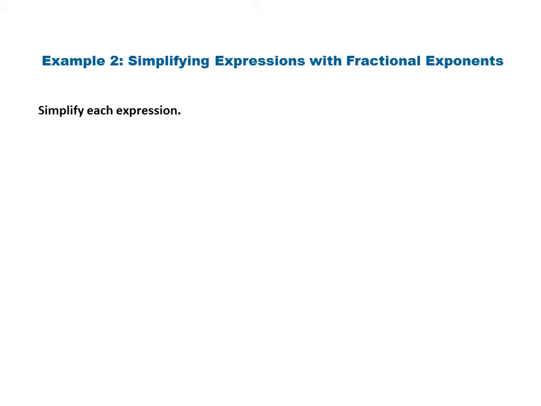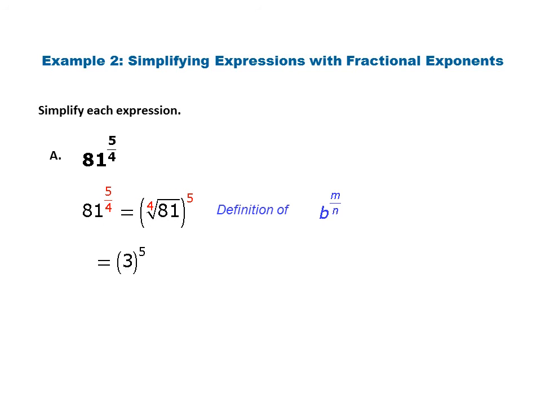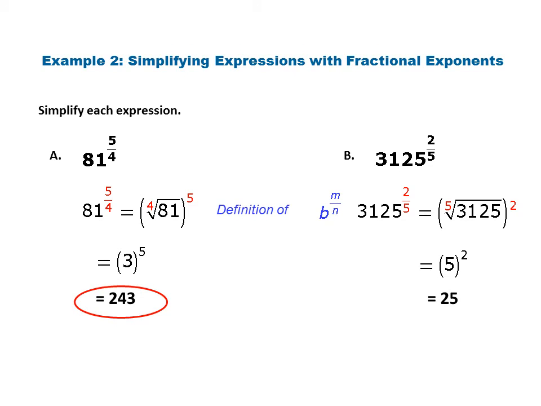Now, example 2. This one I'm going to run very easily. Remember, it's going to be the 4th root of 81 raised to 5. Okay? And then this is the answer. Then B, the same thing. What is the 5th root of 3,125 squared? Of course, this is the answer.